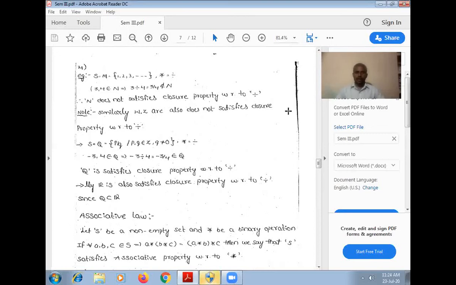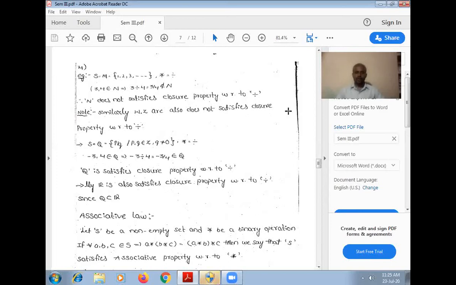After N, we get the whole number set. The whole number set also does not contain rational numbers. Then Z is the integers. Integers means it has negative and positive values including 0. Similarly here W and Z also do not satisfy closure property with respect to divide. So star equal to divide does not satisfy closure property. After Z, the number system we get is Q.